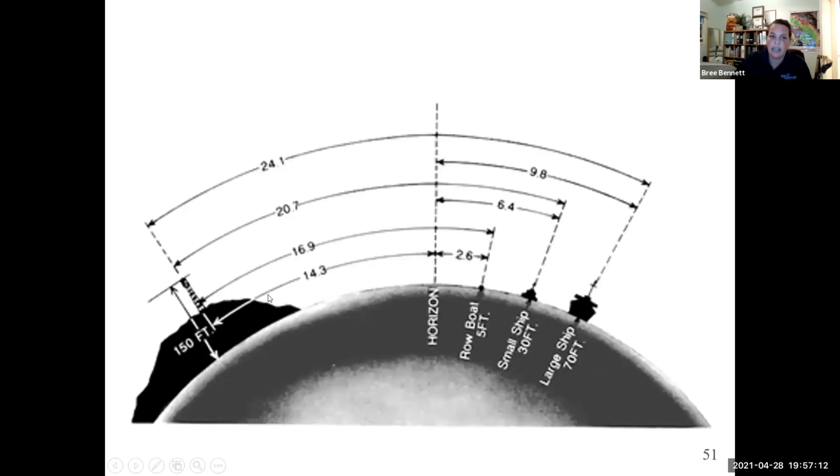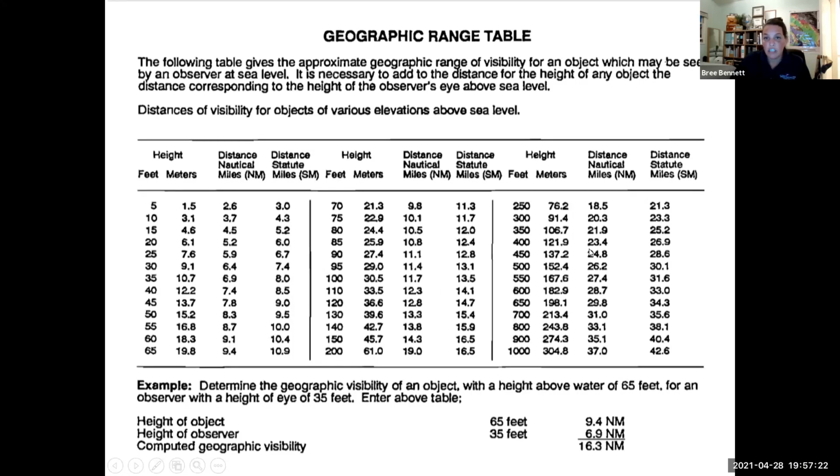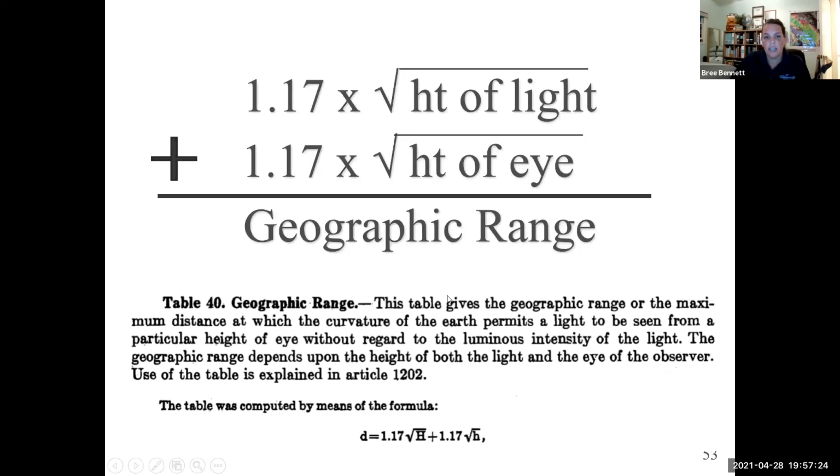Again, you're calculating the horizon for the light itself, and then the horizon of whatever you are on, and you're adding those together. If you don't have that chart, you can use the formula, which is 1.17 times the square root of the height. So the square root of the height of light and the square root of the height of eye gives you your geographic range. That's the Bowditch formula, if you were to use Bowditch.